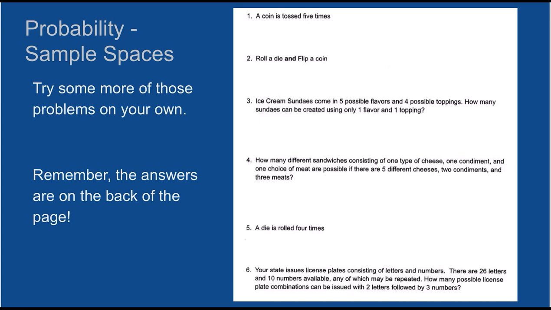Okay, so if you tried number 6, you realize you end up with a crazy big number. But let's go ahead and do it together. Your state issues license plates consisting of letters and numbers. There are 26 letters and 10 numbers available because we've got 0 through 9, right? That gives us the 10 numbers. And they can be repeated. How many possible license plate combinations can be issued with 2 letters followed by 3 numbers?